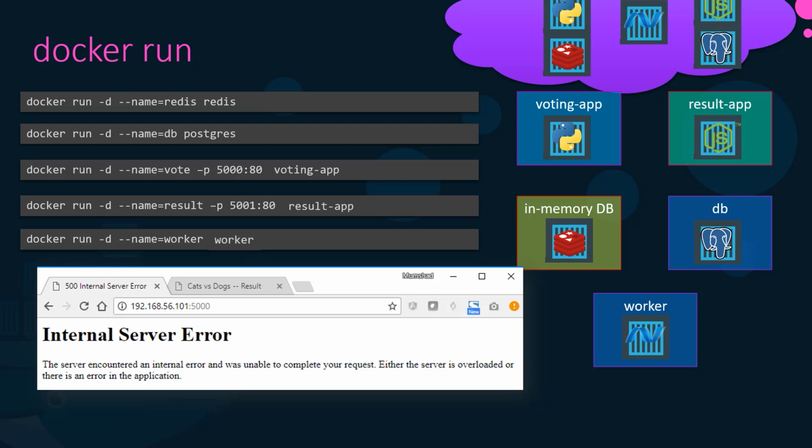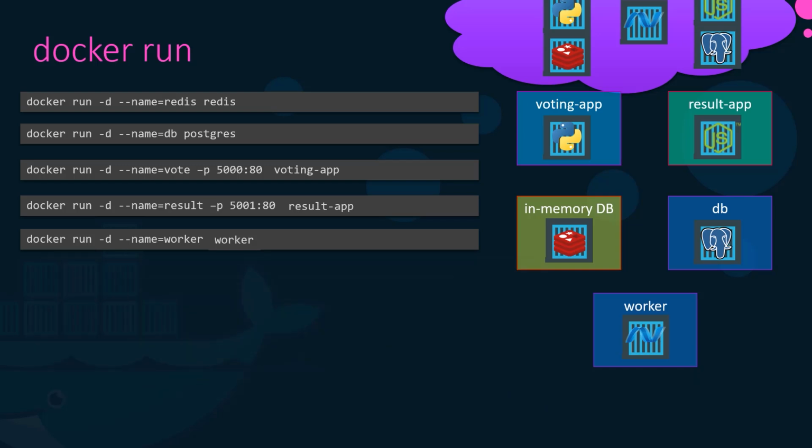As in, we haven't told the voting web application to use this particular Redis instance. There could be multiple Redis instances running. We haven't told the worker and the resulting app to use this particular PostgreSQL database that we ran. So how do we do that? That is where we use links. Link is a command line option which can be used to link two containers together.